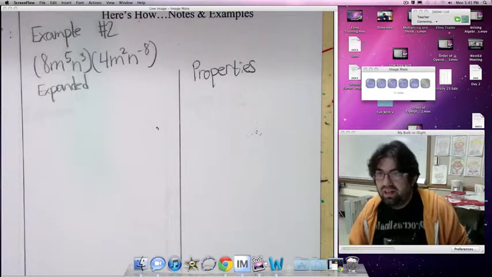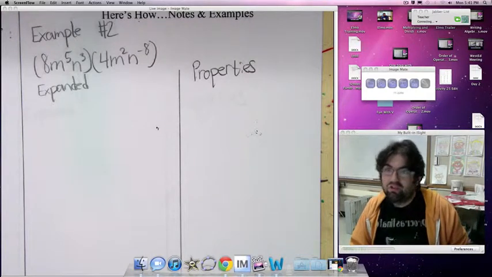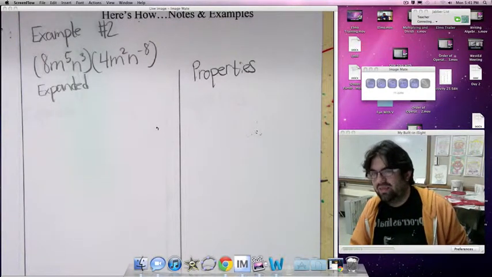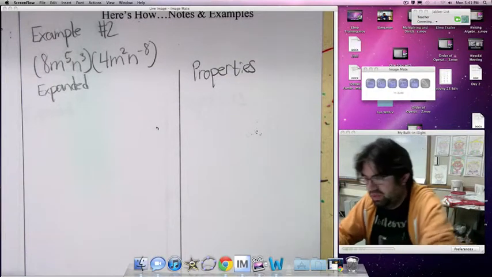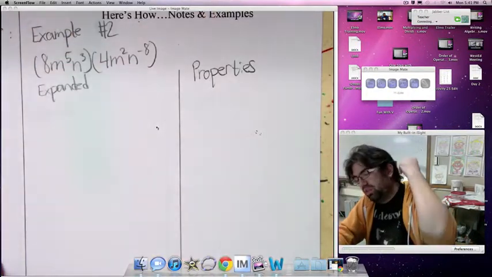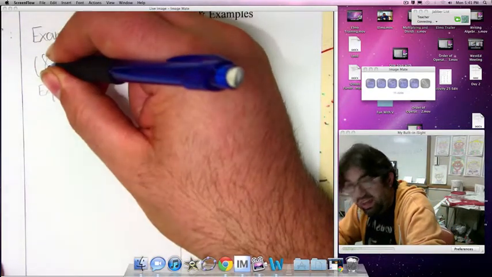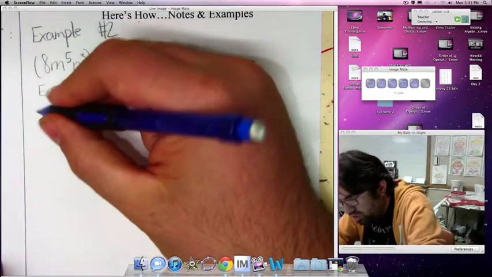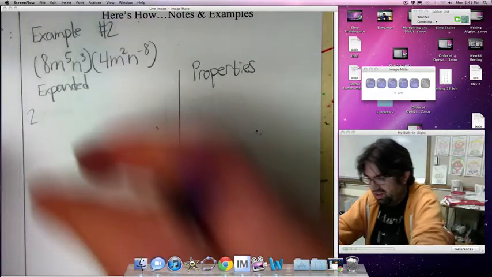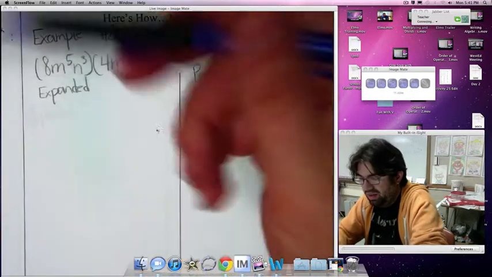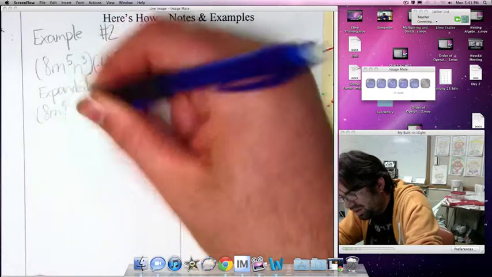Example number 2: 8m to the 5th, n to the 3rd, times 4n, m squared, n to the negative 8. Man, good times. Here we go. I'm going to expand this out. Oh, sorry. Already doing what I did last time, aren't I? I'm going to make sure I write it down first.